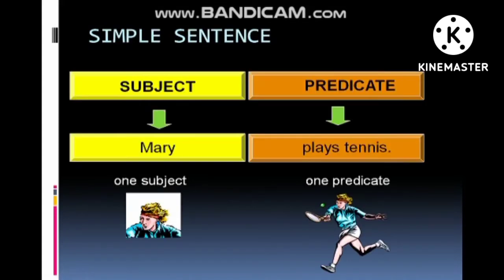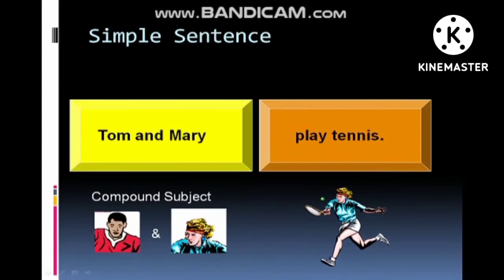Simple sentence, subject, predicate. Mary plays tennis. So Mary is the subject, plays tennis is the predicate. Here it is one subject because Mary is one person. Plays tennis, one predicate because here is one verb. Tom and Mary. Here we have two subjects, and we call it a compound subject. This is Tom and this is Mary. Tom and Mary play tennis. So we call it a compound subject.